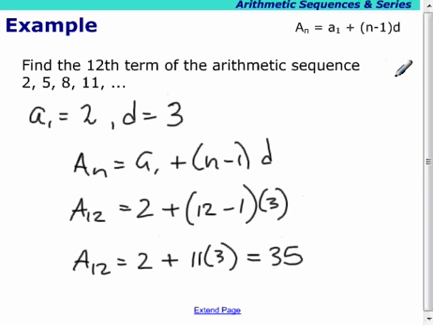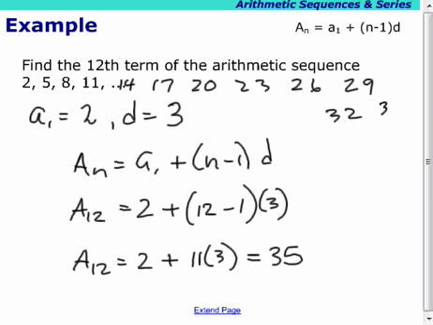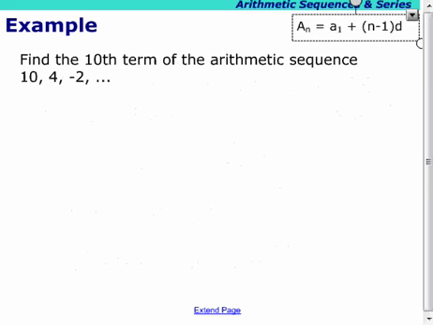So if I had continued this out for 12 terms, maybe I'll just do that. 14, 17, 20, 23, 26, 29, 32, 35. This one would be my 12th term. 1, 2, 3, 4, 5, 6, 7, 8, 9, 10, 11, 12. Sure. So that formula helps me identify any term in the sequence.